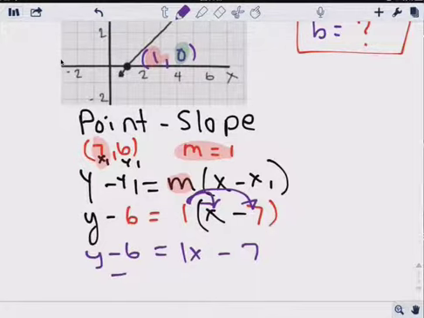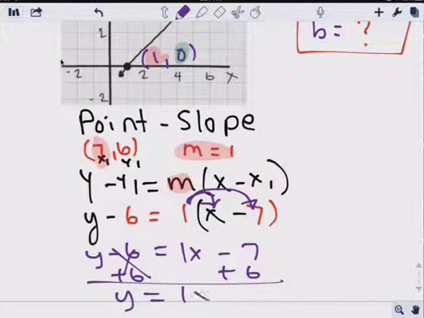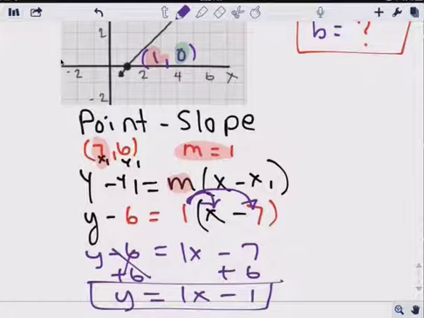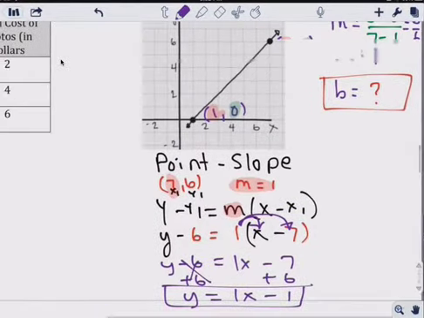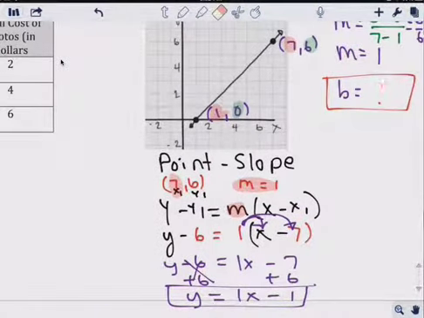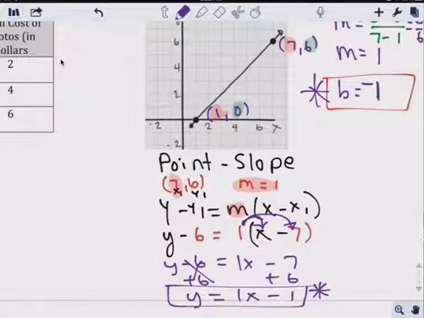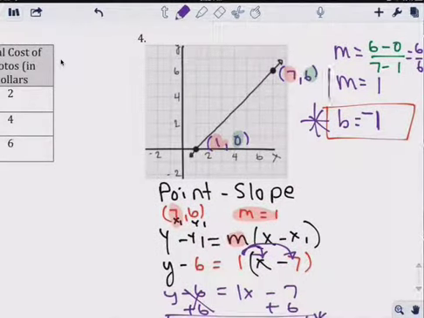Now we make 6 equal to 0. Okay, that leaves you y equals 1x minus 1. Your y-intercept then is at negative 1. Y-intercept is at negative 1. So these are the two answers they want. Now for three, they want the slope.